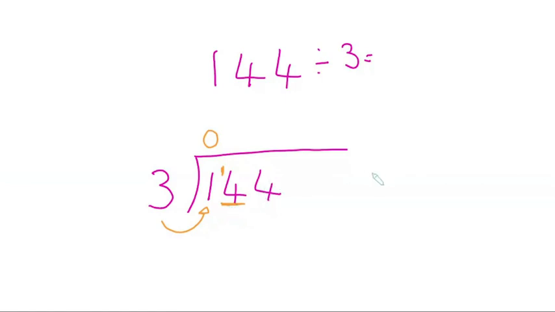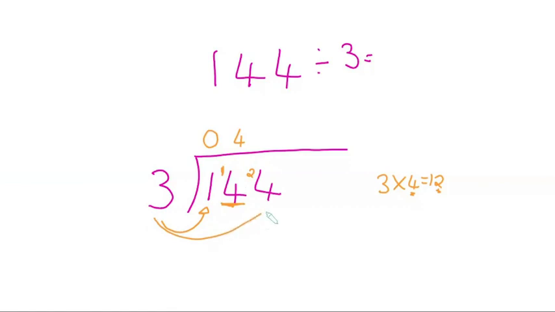We know that 3 times 4 is 12. So 3 goes into 14 how many times? 4 times. Pop our 4 up here. There is a remainder. What's the difference between 12 and 14? It is 2. So pop our 2 there, okay? So we've done that bit.